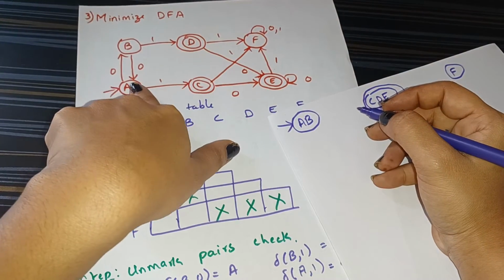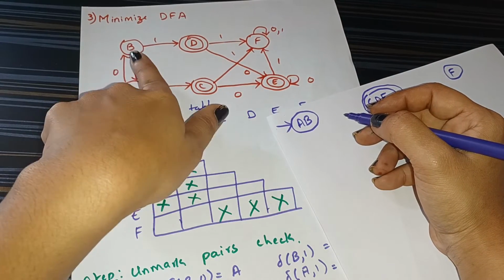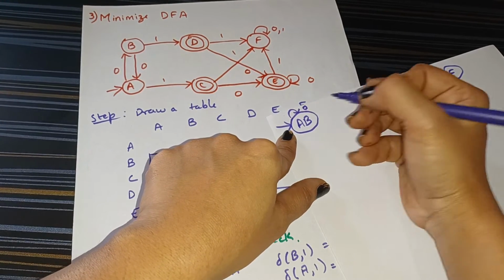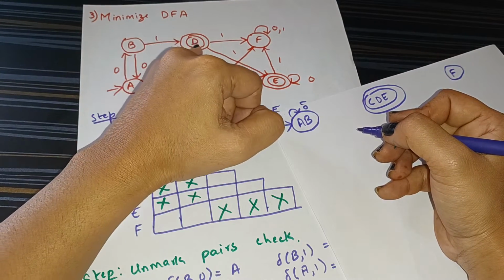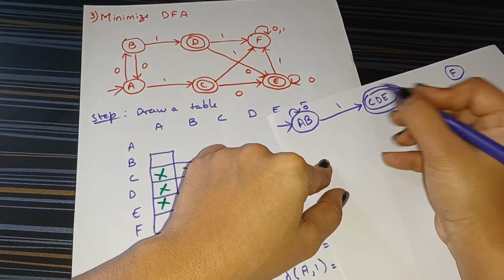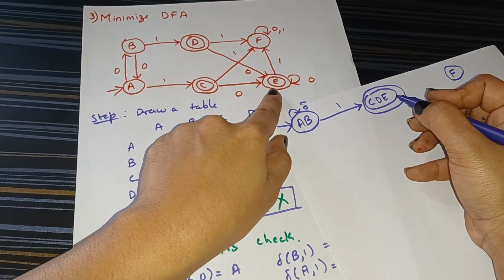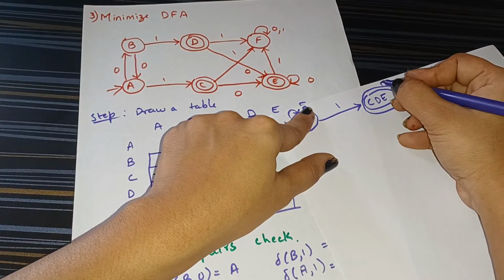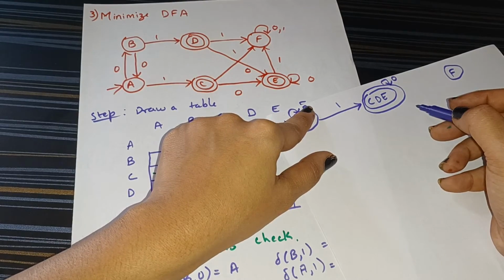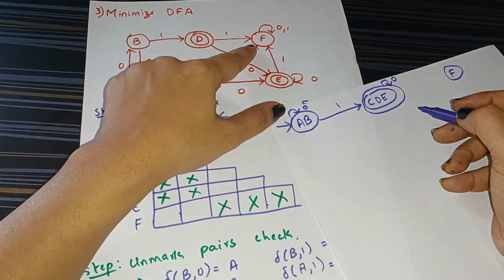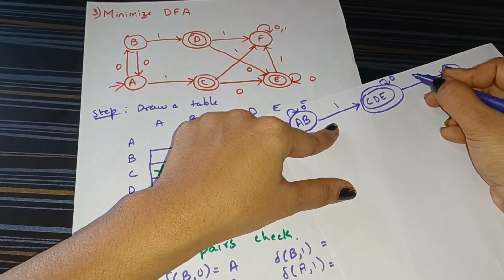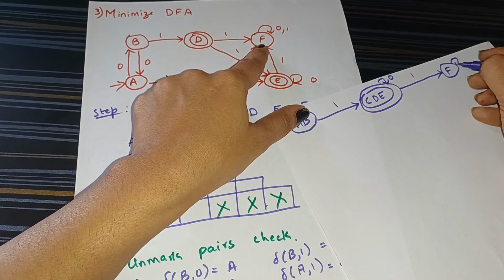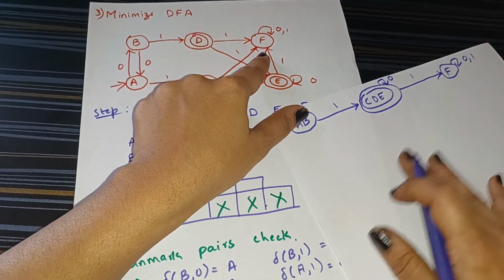Okay, so A on 0 it is going to B, and B on 0 it is going to A. So we will take this as a self loop labeled 0. A on 1 and B on 1 it is going to D and C, so we can send it here. Next, C on 0 it is going to E, D on 0 it is going to E, E on 0 it is going to itself, so we can take it as a self loop 0. Next, on 1 it is going to F, here C is also going to F and E is also going to F, and F is going to itself on 0 and 1. So this is the final minimized DFA.